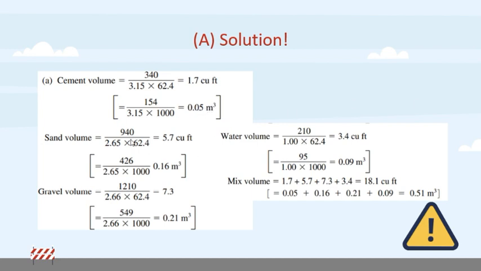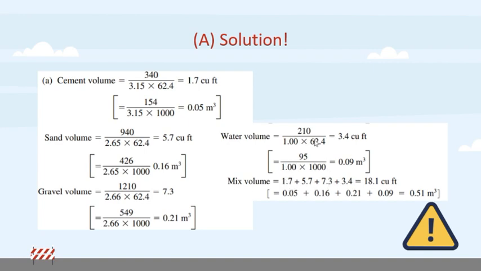For sand, the weight is 940 over 2.65 specific gravity multiplied by 62.4, and we'll get 5.7 cubic feet. And for gravel, the weight is 1,210 over 2.66 specific gravity multiplied by 62.4, and we'll get 7.3 cubic feet.